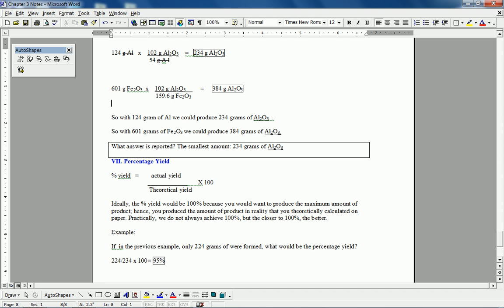We ran out of aluminum before we could do that. We ran out after 234 grams were made. So theoretically, we could have made it, but we ran out of aluminum, and right after the 234 grams were made, the reaction stopped. And that is the correct amount that you would report as the answer to this problem. And this other amount is simply in theory.